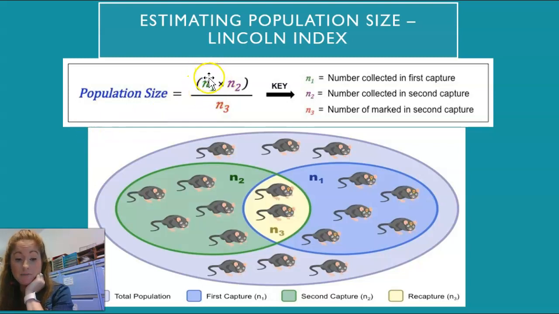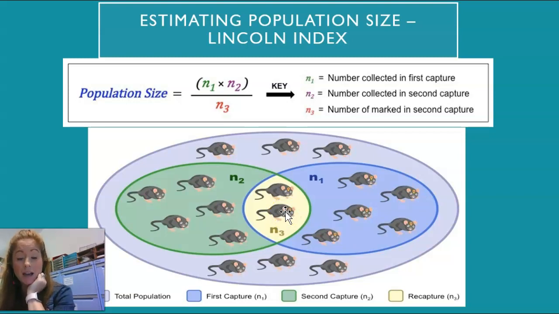captured the first time times the number I captured the second time divided by the number in the second capture that had a mark on them. So what we would do is, here's my N1. If I counted these mice, we'd say there was 1, 2, 3, 4, 5, 6, 7. So in my first capture, I captured 7 mice.